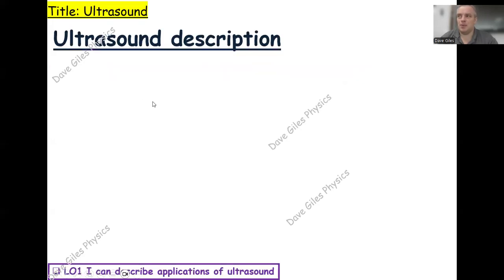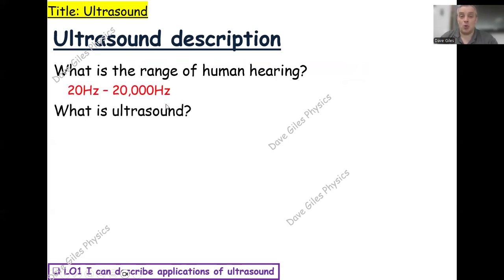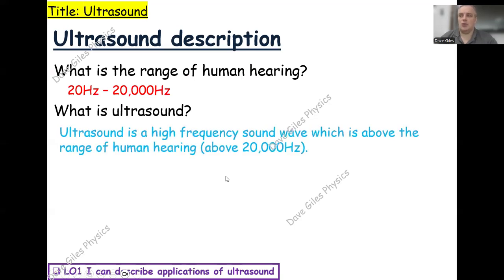Today we are looking at ultrasound, and I want to describe the applications of ultrasound, and I suppose also what ultrasound is. So, quick recap from the previous lesson on sound. What's the range of human hearing? Well, it's between 20 Hertz and 20,000 Hertz. So that brings into today's lesson, which is what is ultrasound? Well, it's above the range of human hearing. So it's sound with a frequency above 20,000 Hertz.